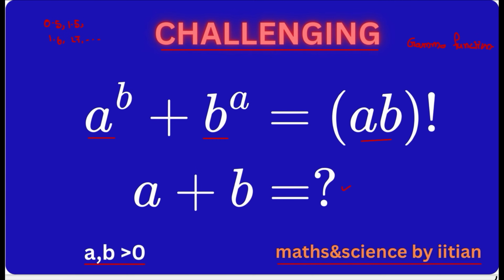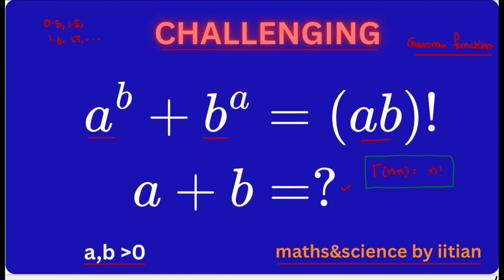Any number which is rational or irrational, to find the factorial of it, we have to use the gamma function, where gamma n plus 1 is equal to factorial n. We will use this rule and find out factorial a and b if a and b are not integers. First we have to check if any integer values of a and b will satisfy this equation, a to the power of b plus b to the power of a is equal to a into b factorial, total factorial. Then we will find a and b.